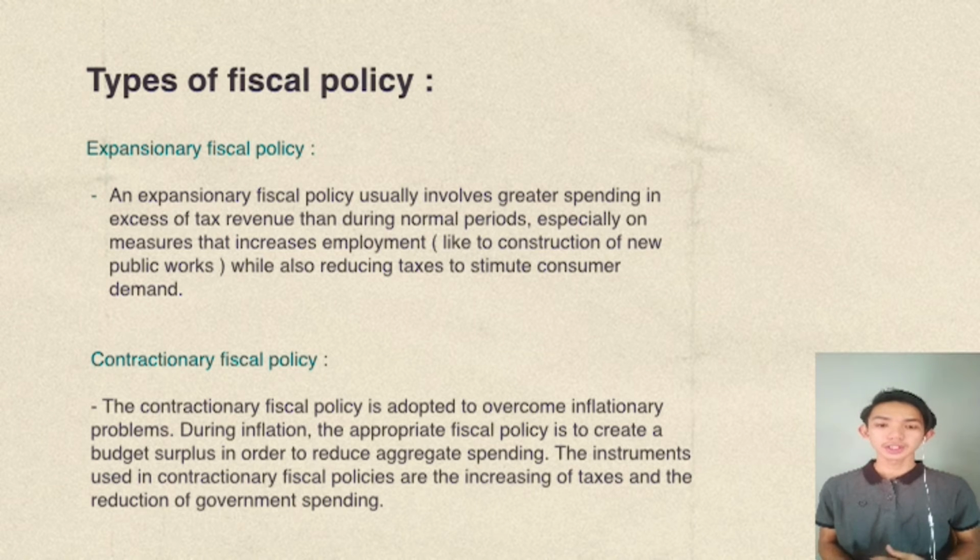Second, contractionary fiscal policy. The contractionary fiscal policy is adopted to overcome inflationary problems. During inflation, the appropriate fiscal policy is to create a budget surplus in order to reduce aggregate spending. The instruments used in contractionary fiscal policy are the increasing of tax and the reduction of government spending.